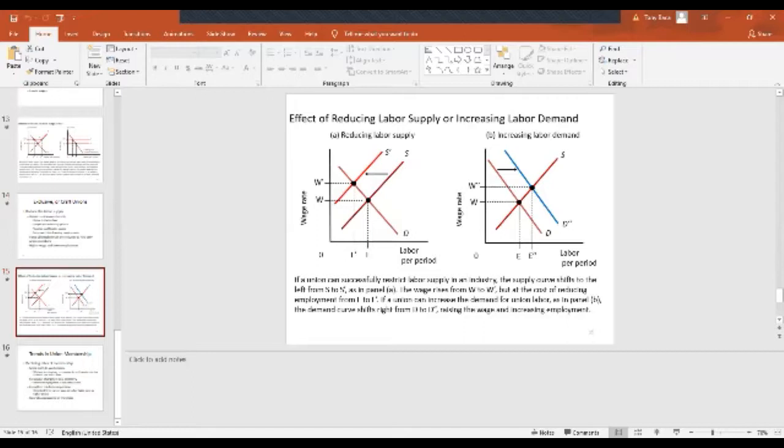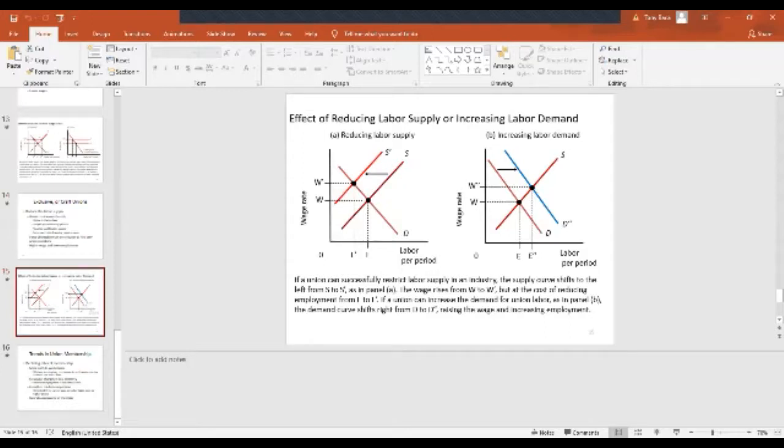So this first graph is going to show you, go ahead, is there a question? Sorry, I thought I heard somebody start to talk. Okay, so this first graph is actually going to be the representation of that decrease in labor supply. You can see as the supply curve shifts to the left, we end up with a totally new equilibrium, at a higher price and a lower quantity of labor employed.